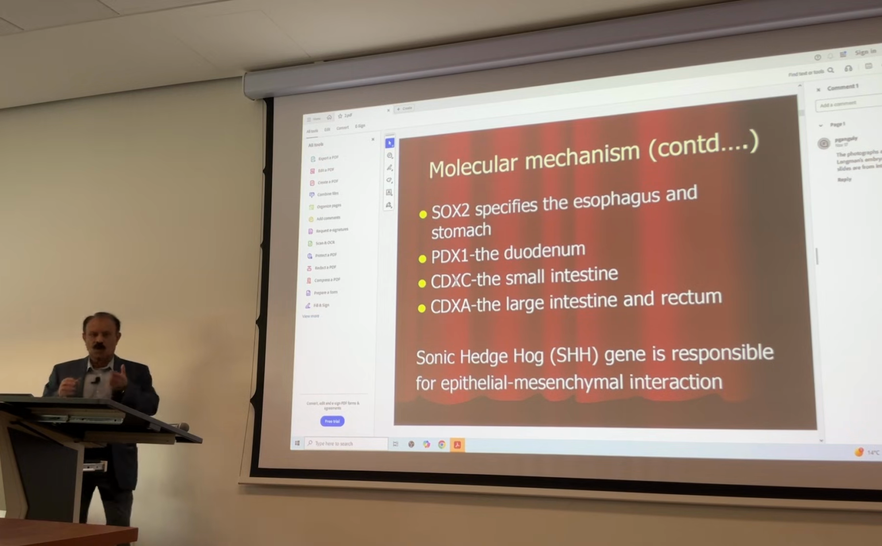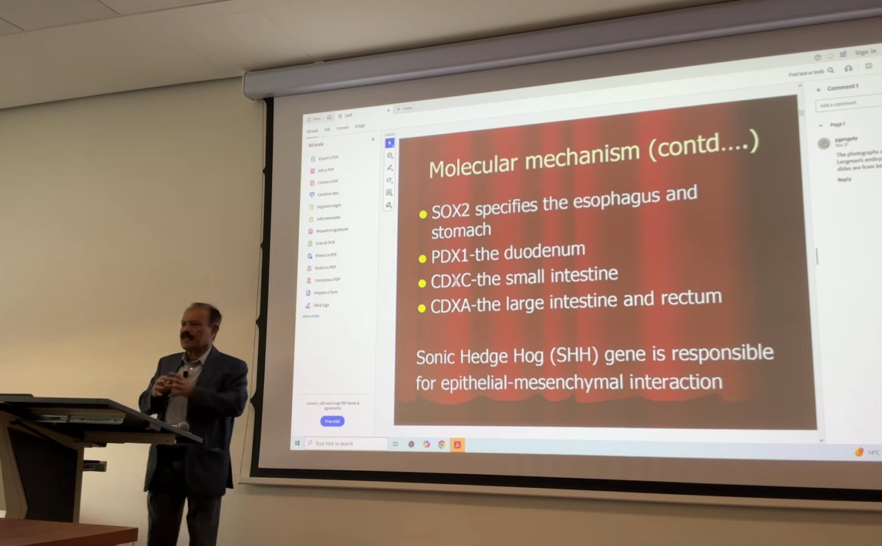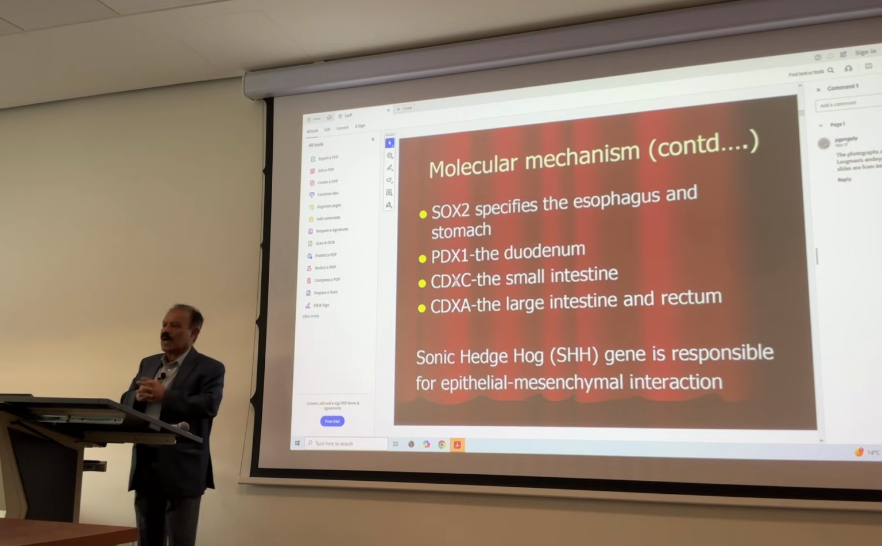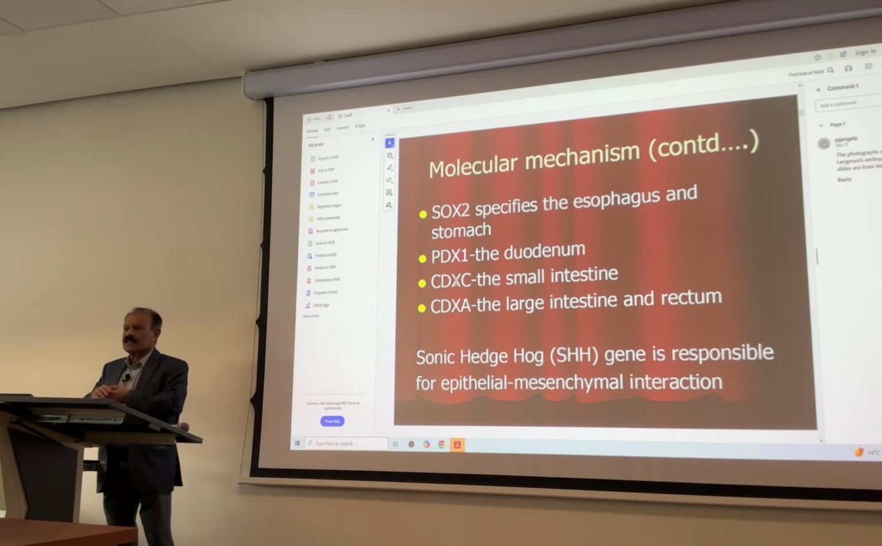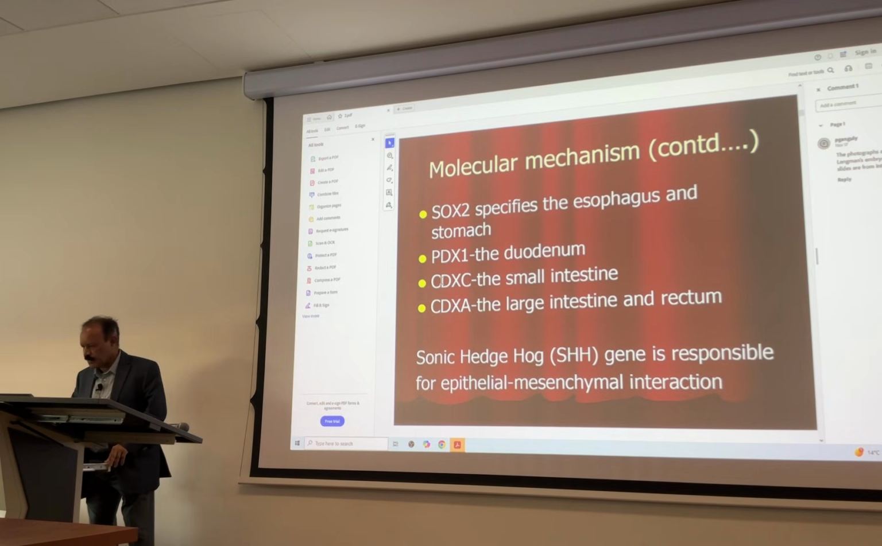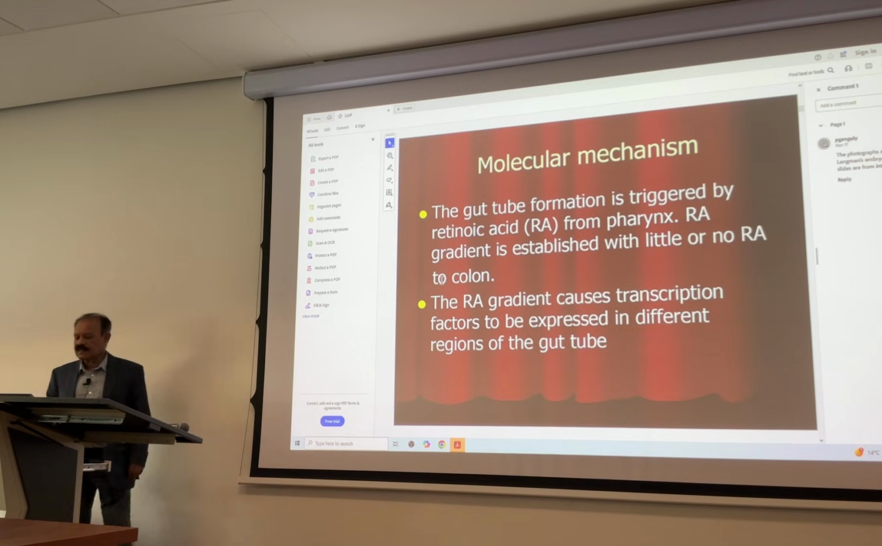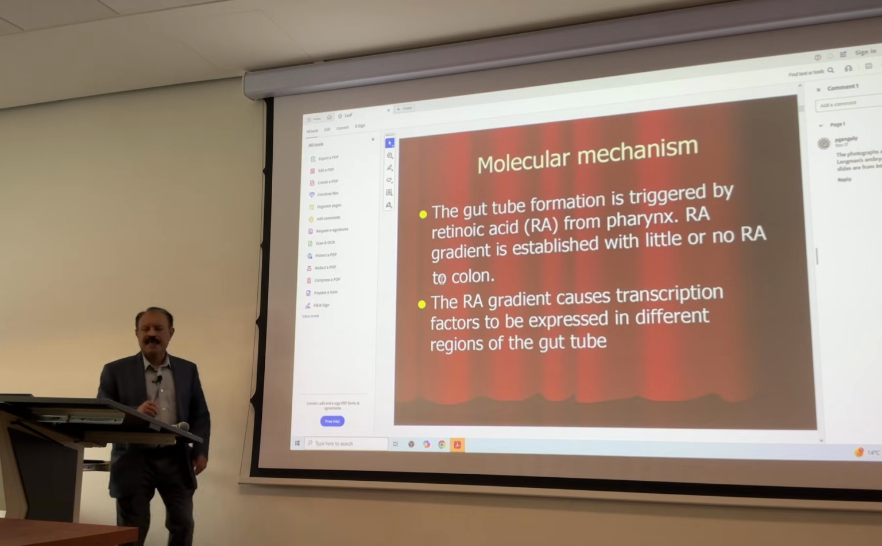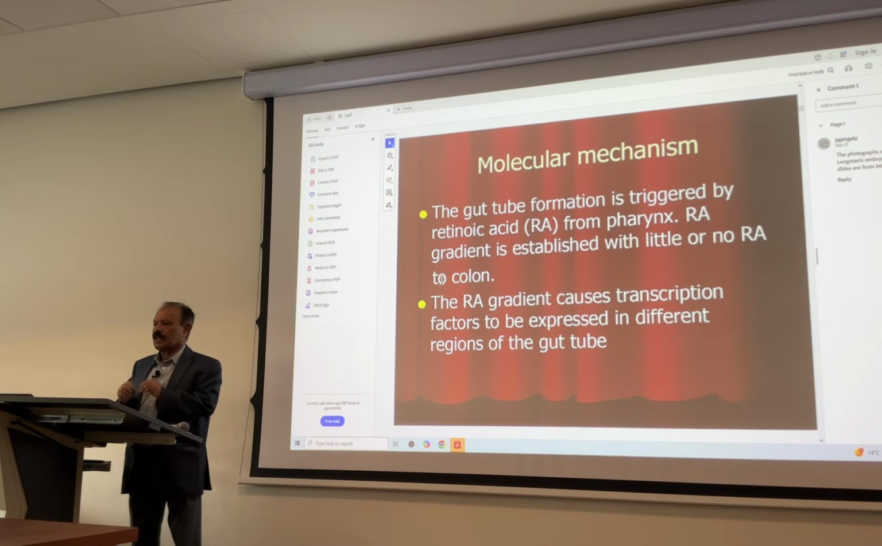You got it? What you have to remember is that 4 or 5 transcription factors are responsible for the development of each organ in the GI system. But the triggering factor is retinoic acid. Somewhere I read that the gut tube formation is triggered by retinoic acid, RA. In the pharynx, an RA gradient is established with little or no RA toward the colon. The RA gradient causes the transcription factors to be expressed in different places. You do not have to know more than this.